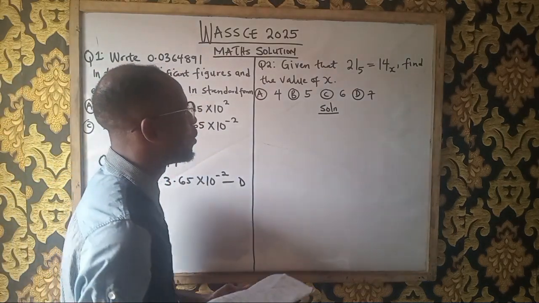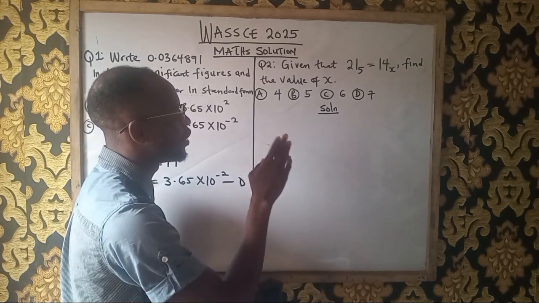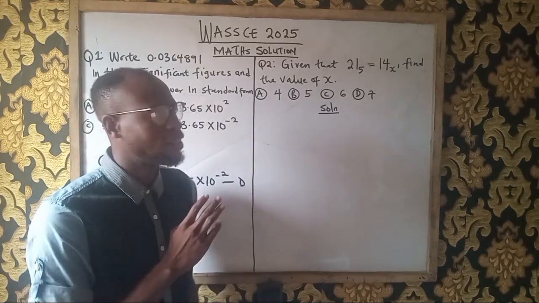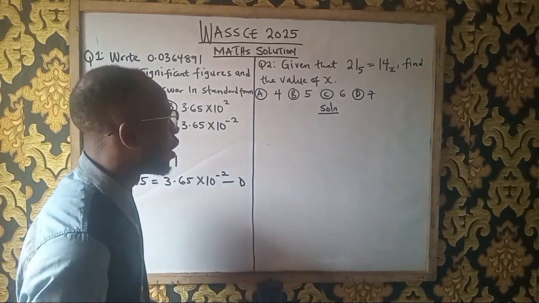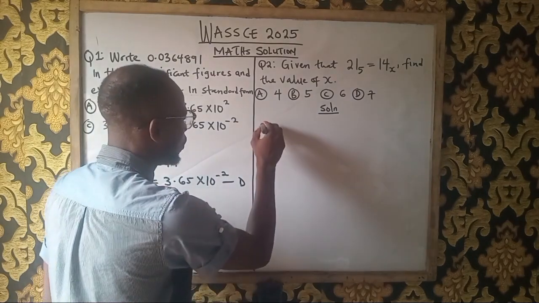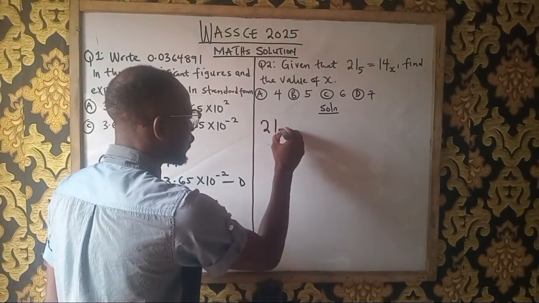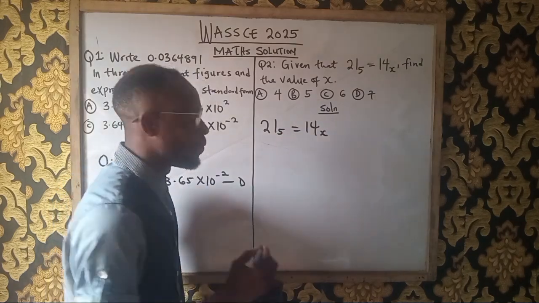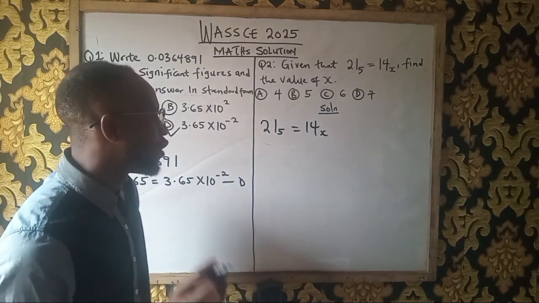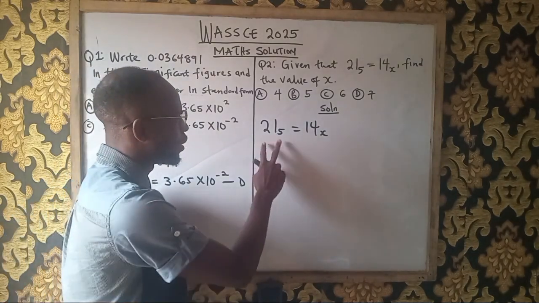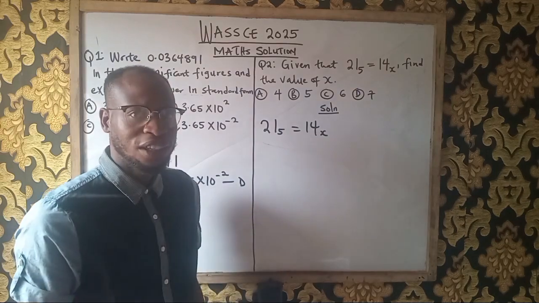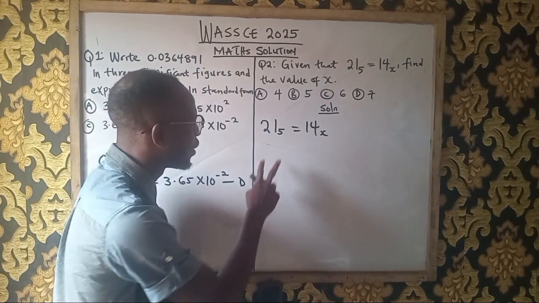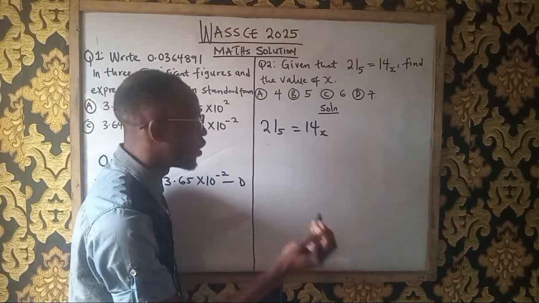Given that 21 in base 5 equals 14 in base x, find the value of x. Now, this is a number base problem. How do we tackle problems like this? We have 21 in base 5 is equal to 14 in base x. For you to be able to solve for the value of x, you must take these two bases to base 10, the standard way, because all natural numbers are in base 10. So take these to base 10. How can we do that?